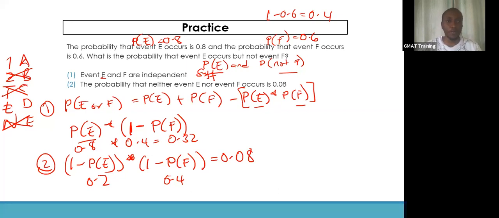This proves what the first statement tells us, that these two events are independent. And thus, with that, we can say confidently that since these two events are independent, statement 2 should also be sufficient. And therefore, 1 is sufficient, 2 is sufficient, A is out, and we have D as our answer. I hope you got that question right.